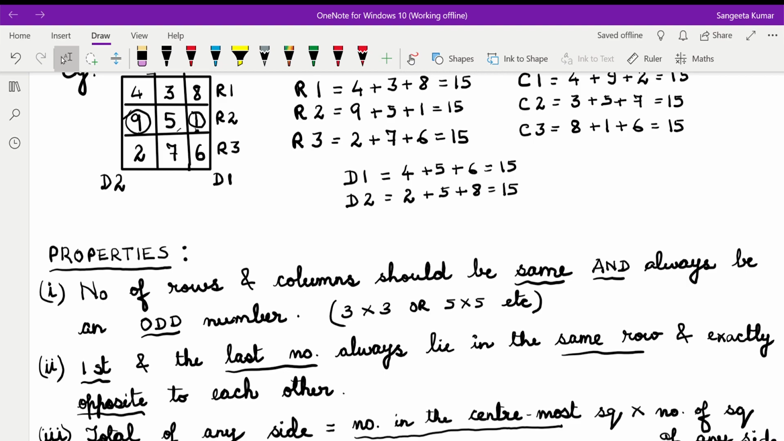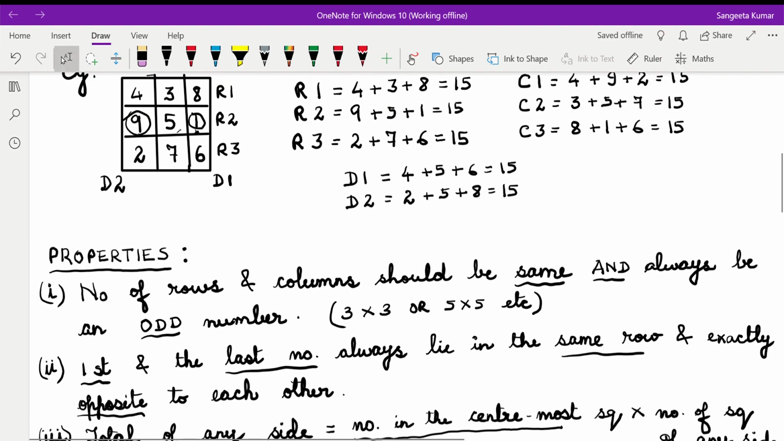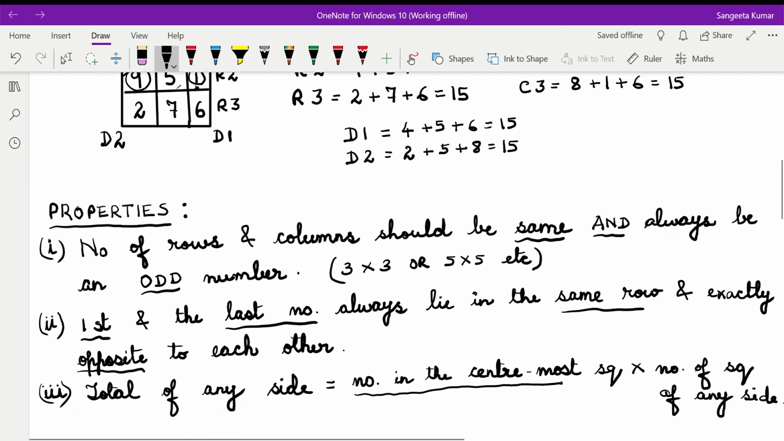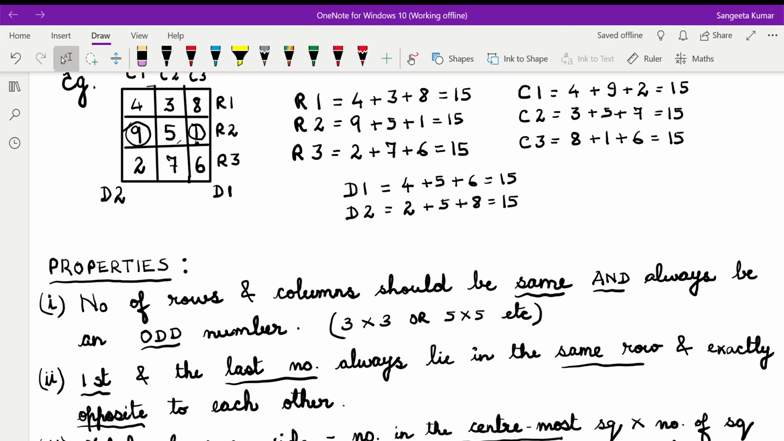The second property is the first and the last number. As you can see here, we are filling the numbers 1 to 9. So the first number is 1 and the last number is 9. The first and the last number always lie in the same row. As you can see here in row 2, 1 and 9 both lie in the same row and exactly opposite to each other.